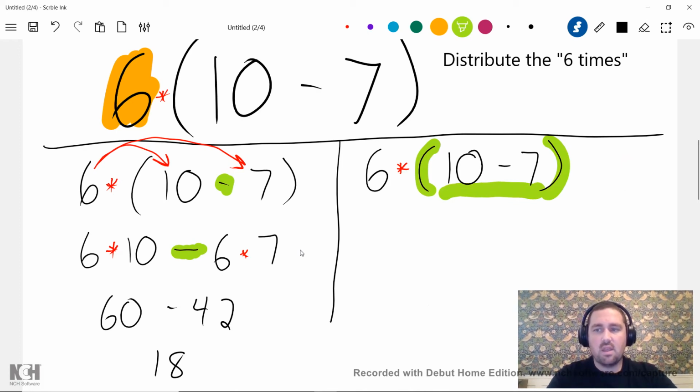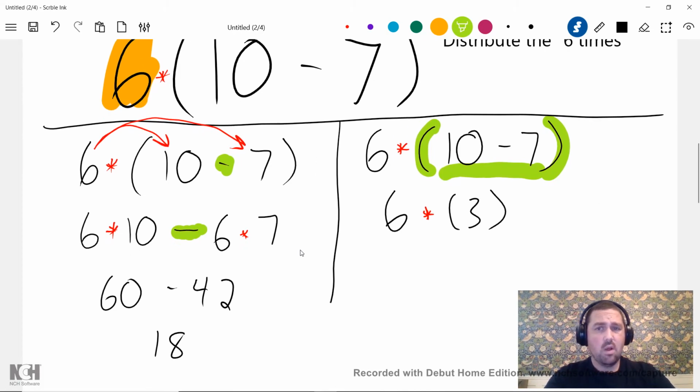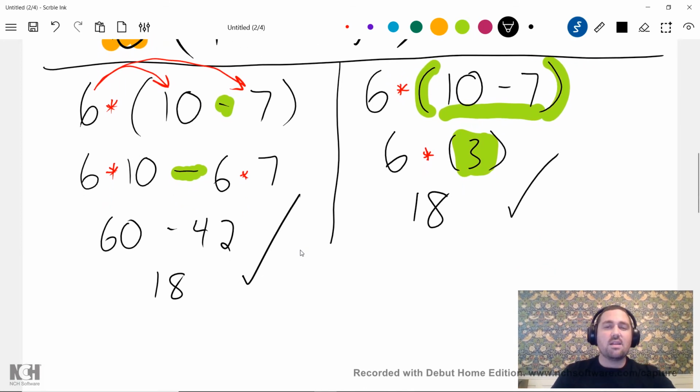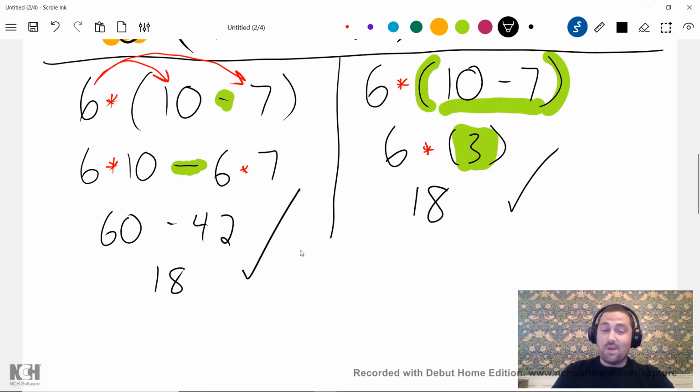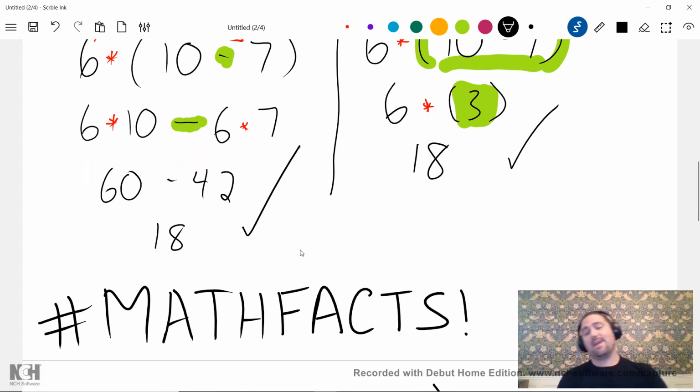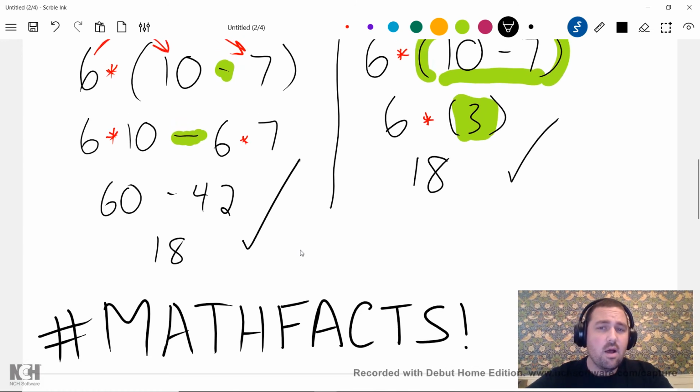So 10 minus 7 is 3. This is 6 times 3. And now we have a single term inside the parentheses, so we're not going to actually be distributing. This is just 6 times 3, which is 18. So notice that we got 18 over here using distribution, and we got 18 right here using the steps of operations. That is a great thing to have happen in math because it makes it very likely that we're correct. And just so y'all know, that's a math fact. Hashtag math facts.